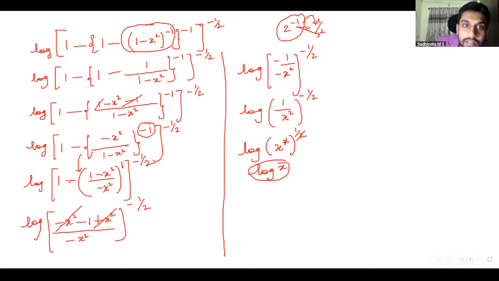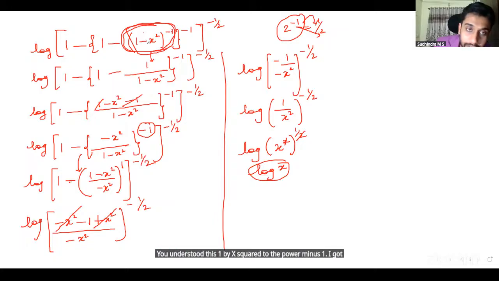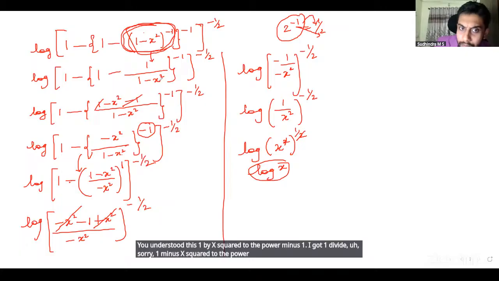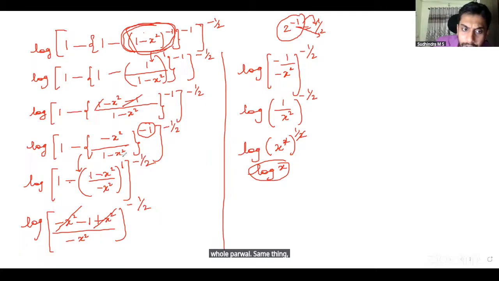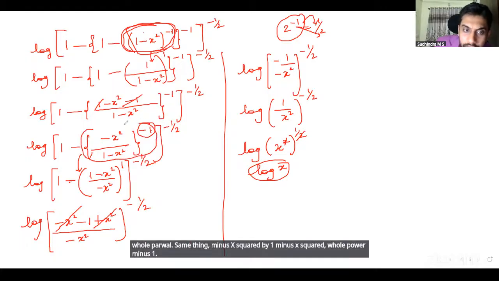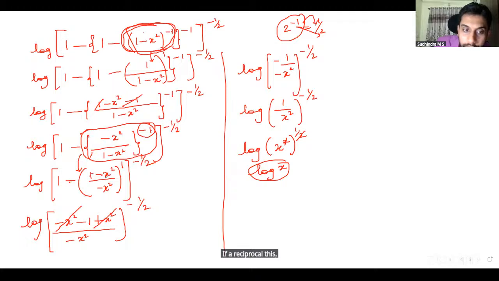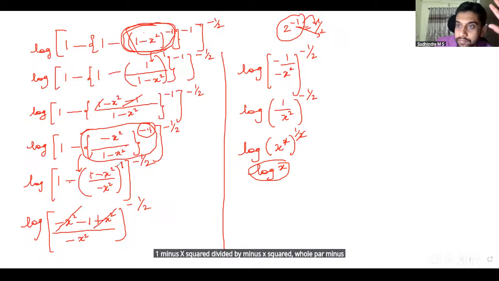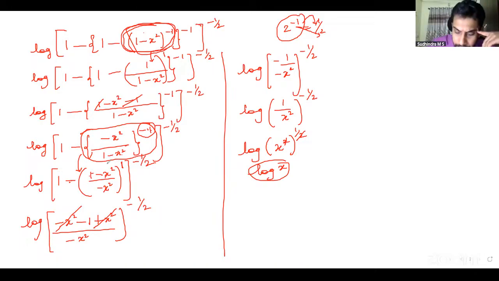Same thing we did here. You understood this, 1 by x square to the power minus 1, I got 1 divided by 1 minus x square whole power 1. Same thing. Minus x square by 1 minus x square whole power minus 1, if I take the reciprocal, 1 minus x square divided by minus x square whole power minus 1 becomes plus 1. Yes, sir, got it. Perfect.